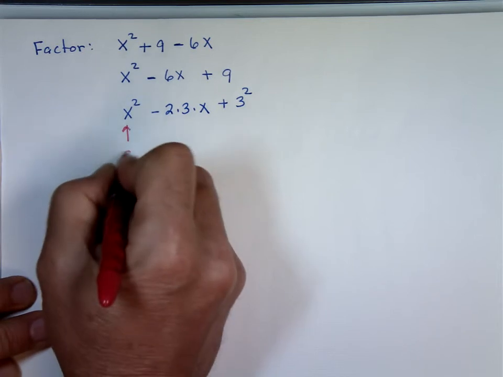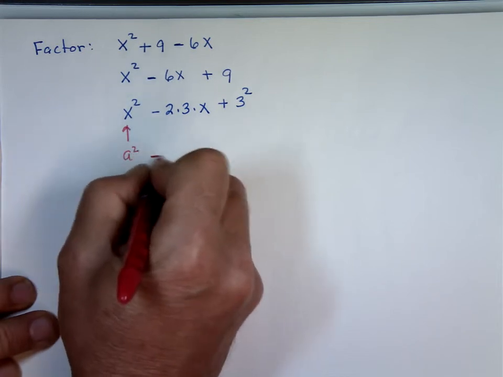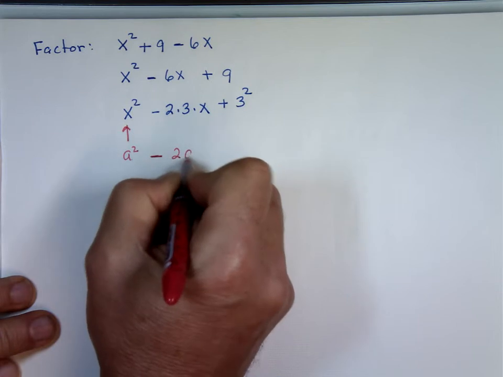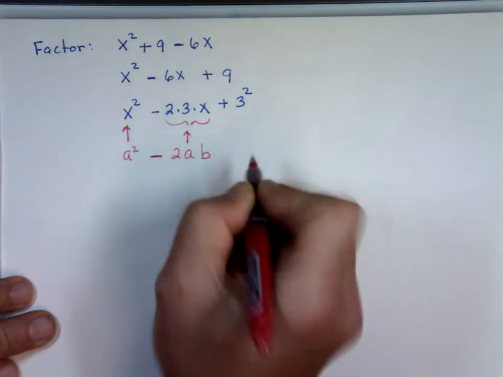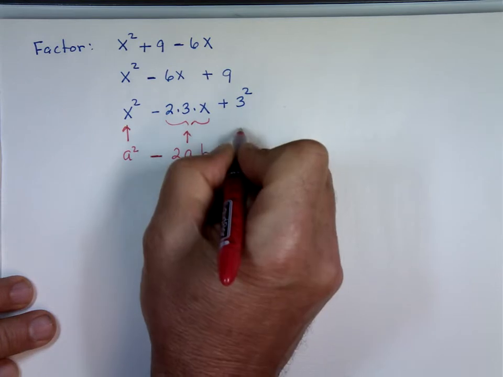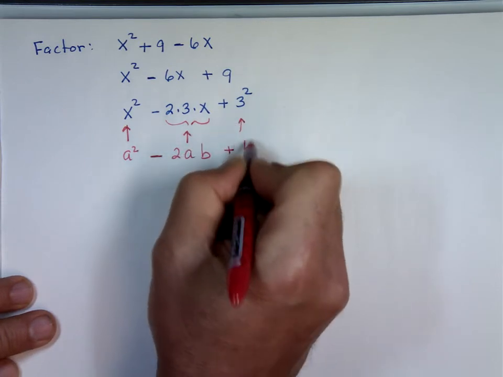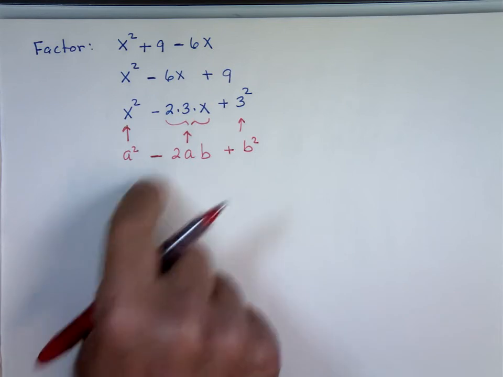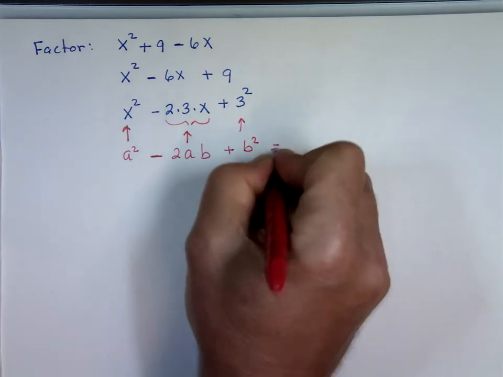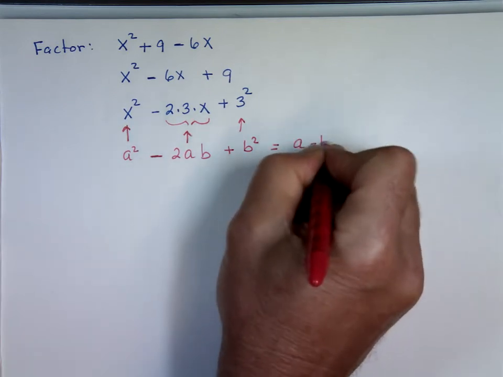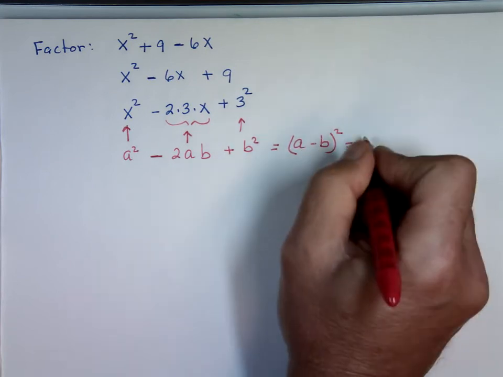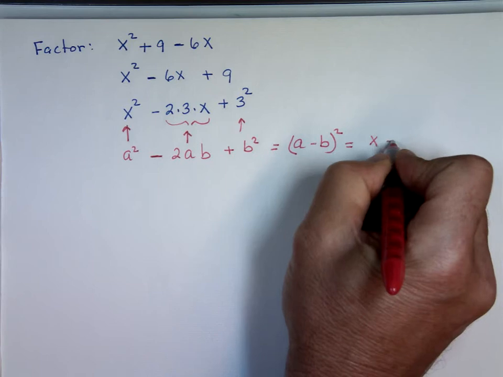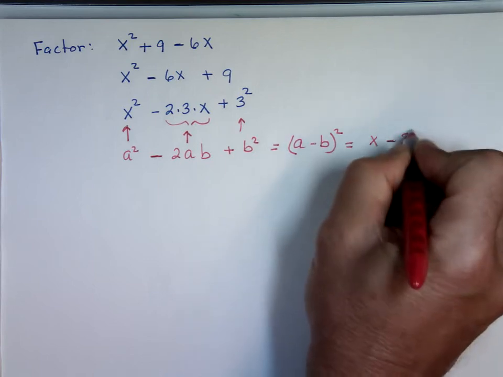This is your a squared. There's the minus 2ab plus b squared. Again, this is a minus. That means when you write that, that's a minus b squared. And a here is what? x. Minus, b here is 3 squared.